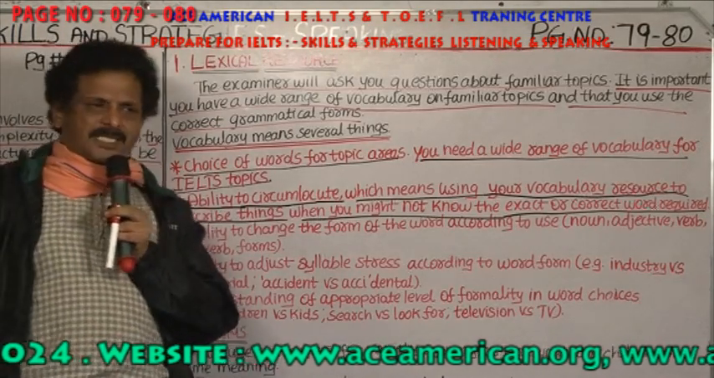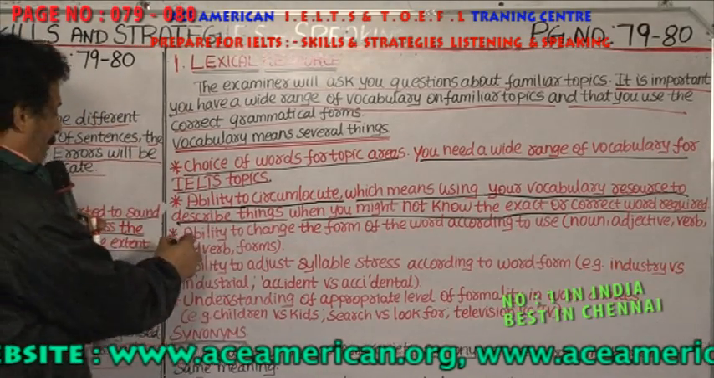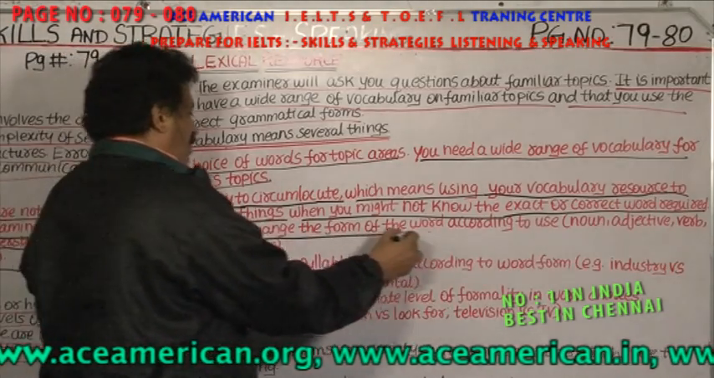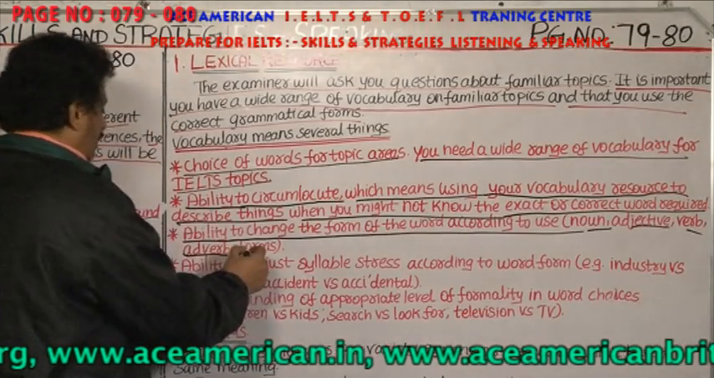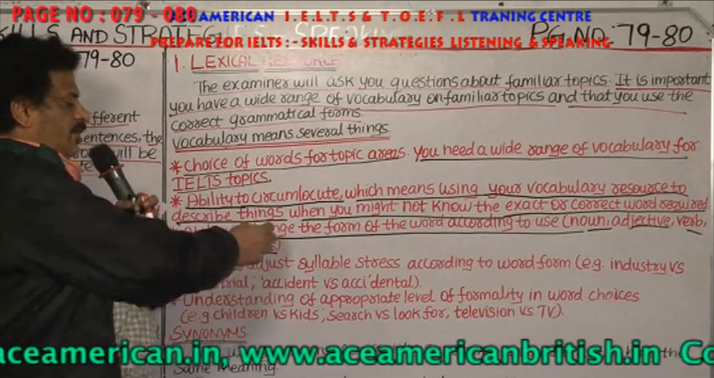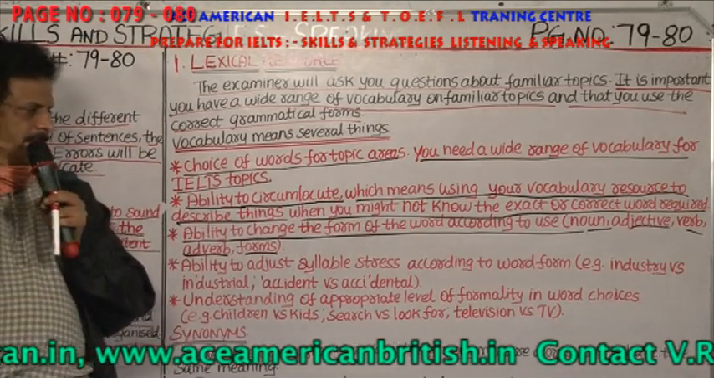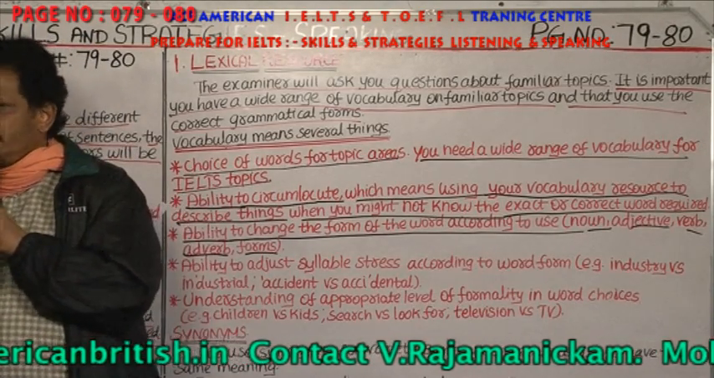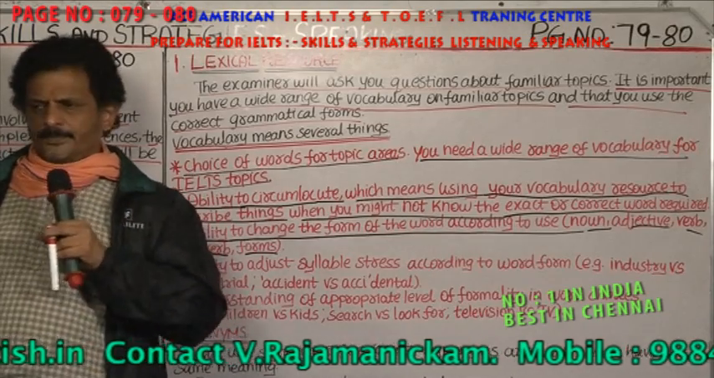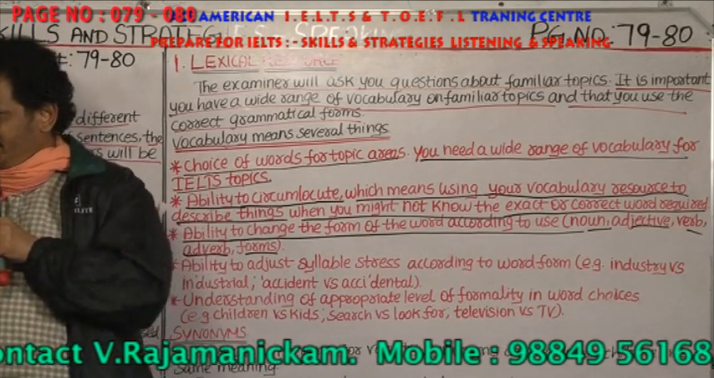Ability. Able. See, for example, the word beauty, noun; beautify, verb; beautiful, adjective; beautifully, adverb. You should be able to use which form to use. Ability to adjust syllable stress according to word form. According to the verb form, syllable stress.